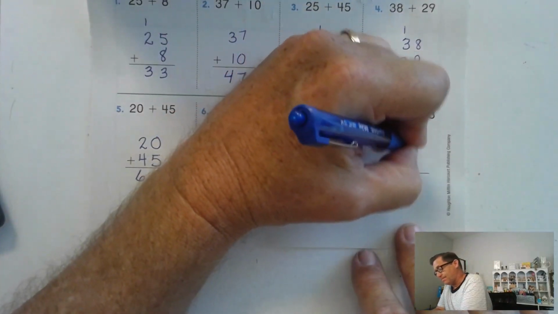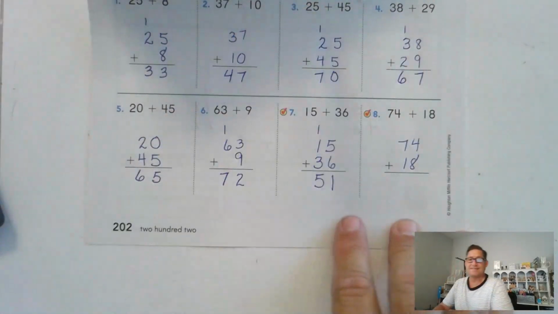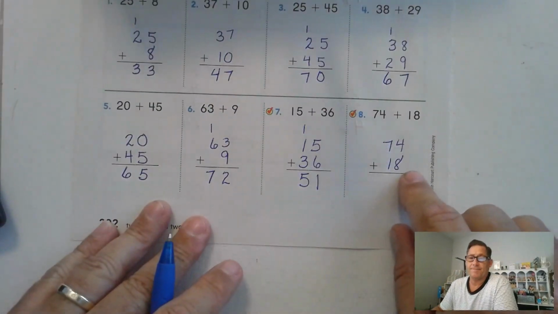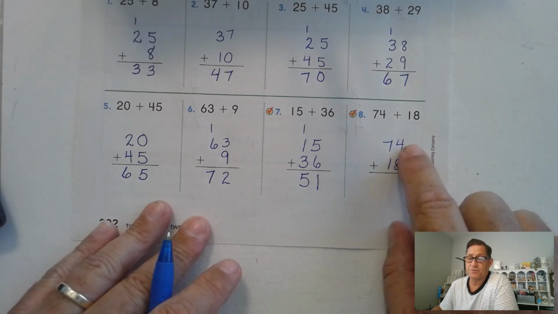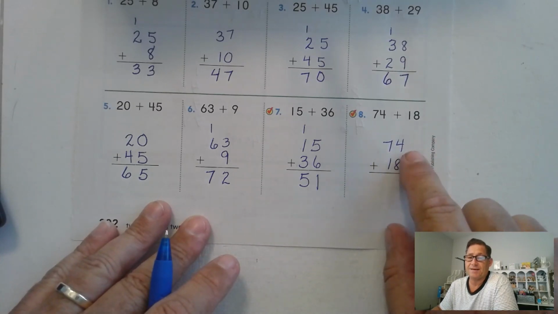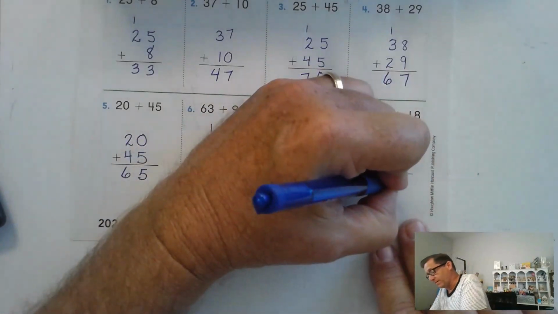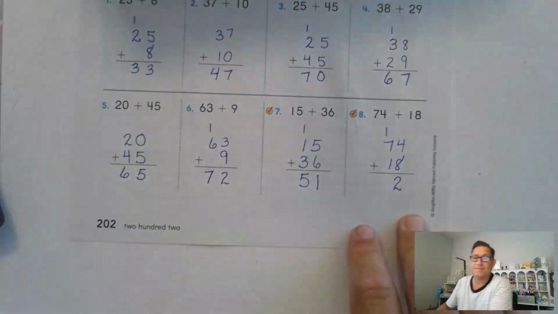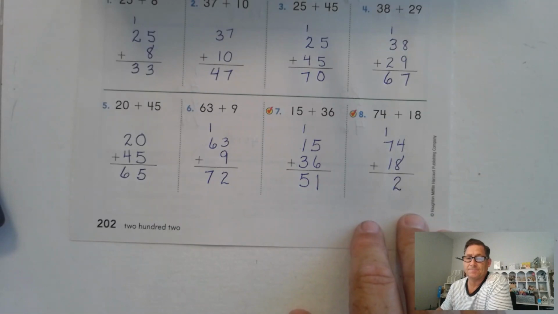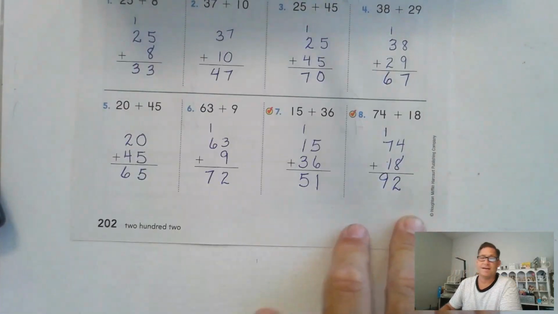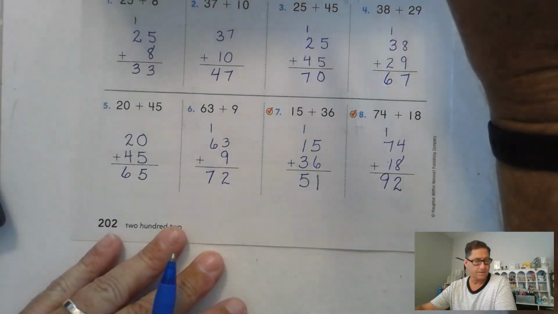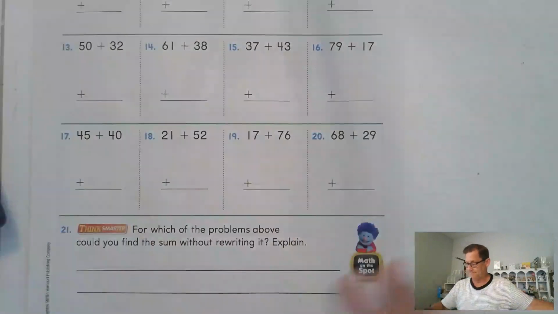74 plus 18. Okay, 8 and 4. Well, I know 8 and 2 is 10, and 2 plus 2 is 4, so 8 plus 2 is 10, plus 2 more is 12. Regroup that as 1 ten and 2 ones. Now add the tens. 7, 8, 9. 92. Okay, let's look at page 203.